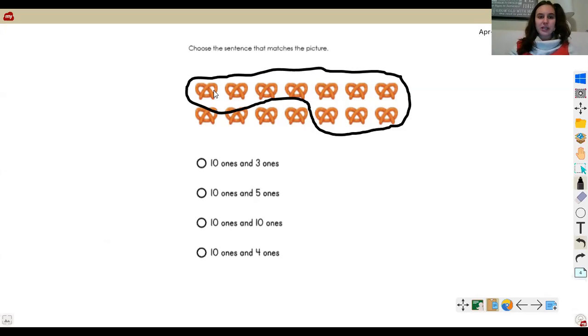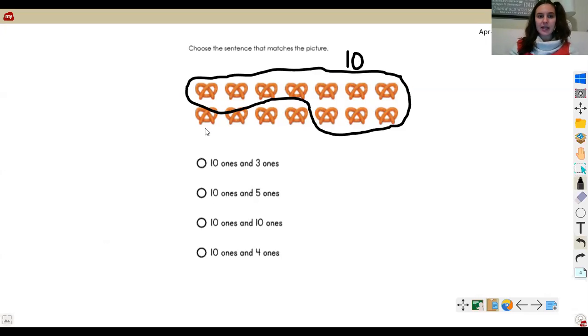So let's double check. 1, 2, 3, 4, 5, 6, 7, 8, 9, 10. So I have a group of 10, and I'm going to write 10 just so I don't forget that this right here is a group of 10. And then I'm going to count on.